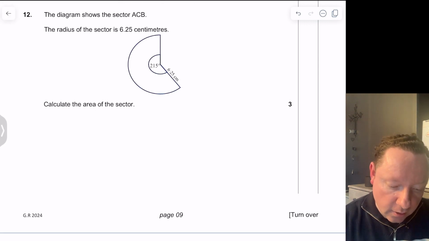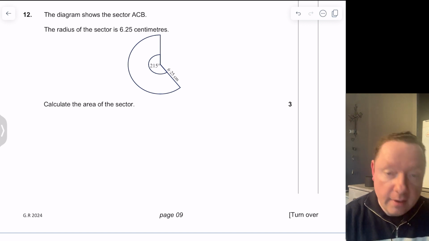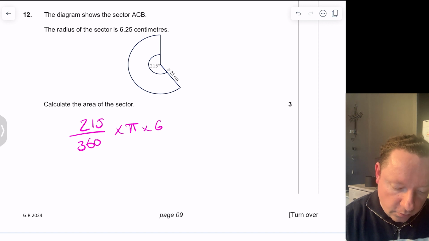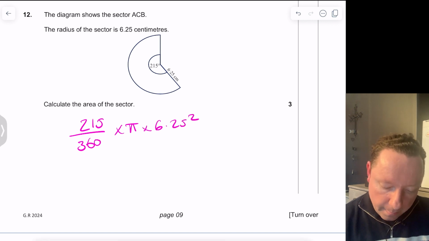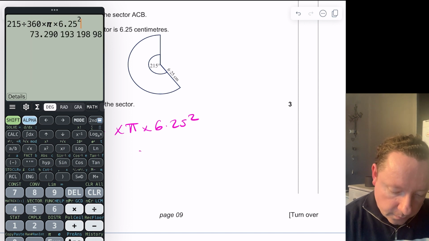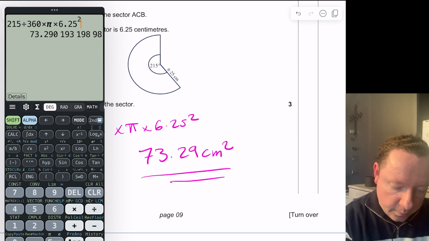The diagram shows the sector ACB, the radius of the sector is 6.25, calculate the area. Area of a sector is always angle over 360 times pi r squared. So r is 6.25, and we square that. 215 divided by 360 times pi times 6.25 squared is 73.29 centimetres squared. You could round that to 73.3 if you want.